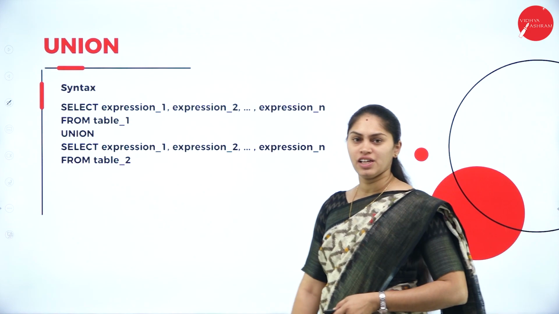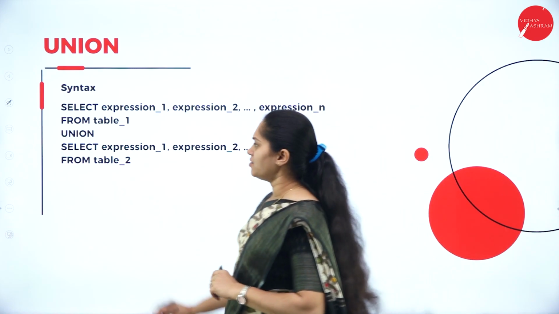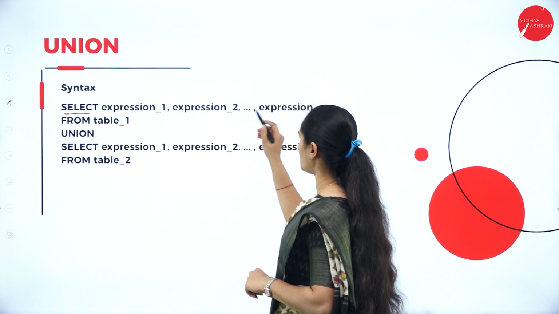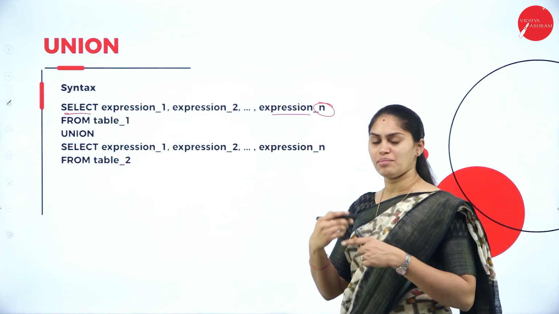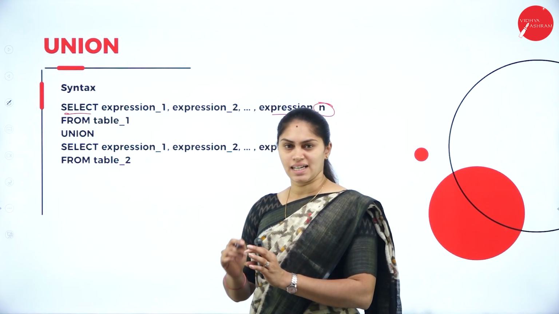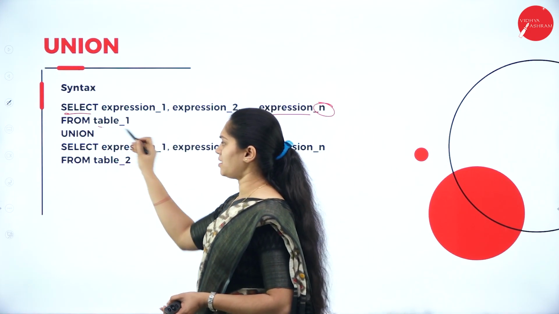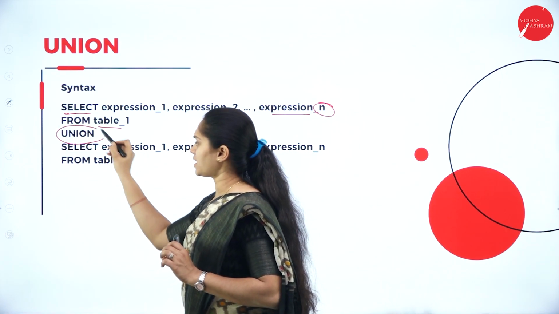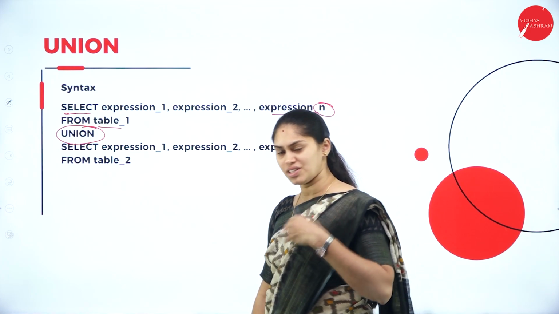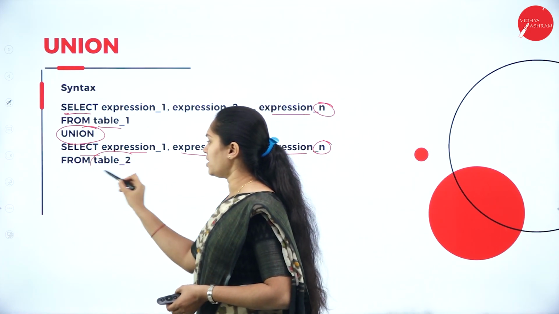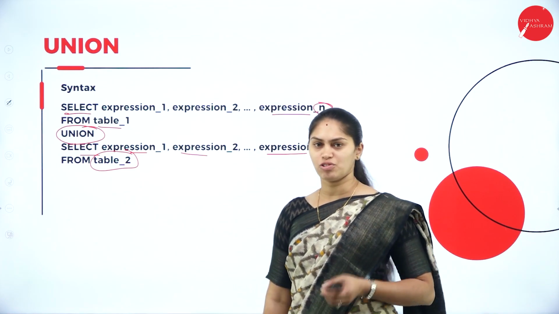First, what we have? Union. What is the syntax? We are using a select predicate here. Select expression 1, 2 up to expression n. That means based on the expression. Select name, select city, like that, from table 1. Why? Because we are dealing with 2 tables here, and then I have to use a keyword called union. After that, select expression 1, expression 2, expression n from table 2. This is what we have to mention.